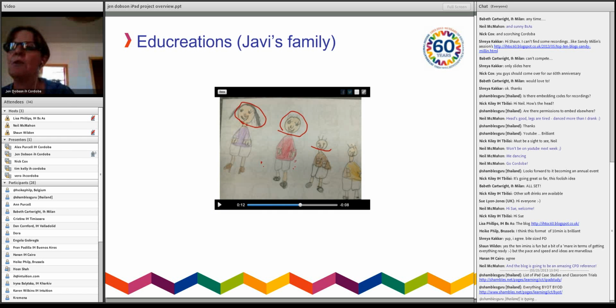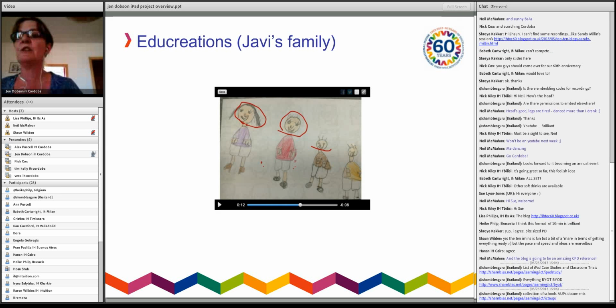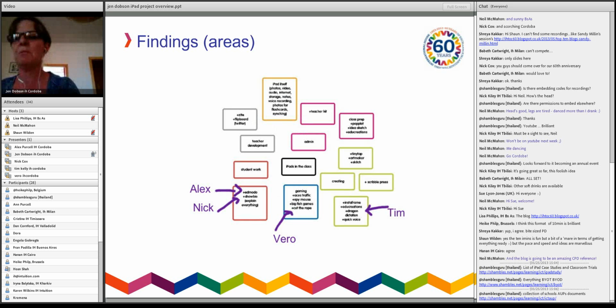And if we move on, okay. We talk about creativity. This is one of my students' things. It was so easy. It's done with Educreations. Basically, they did pictures of their family. I took a photo of the picture. With this annotation app, he is drawing around it as he's speaking, and it's recorded and can then be published online.